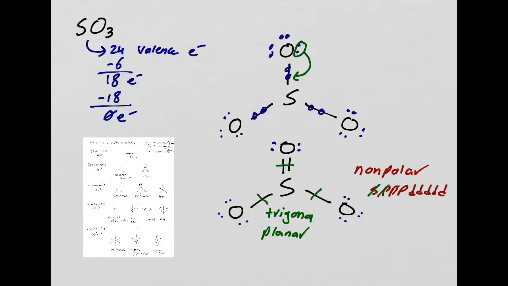So 1, 2, 3, it would be sp2. Double bond and triple bond, lone pair, single bond, all count as 1. All right, so far so good. Nice job. Let's go to SO3 minus 2.